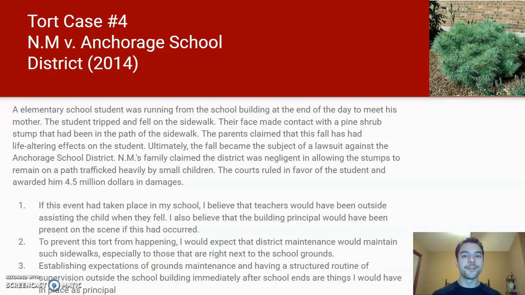So that's just a very unfortunate situation and something that I think is very hard to avoid, just freak accidents like that. But as principal, something that I would do is just talk to my grounds, my maintenance crew. Maybe if a teacher notices something like that, hey, there's a pine bush right out here, it's right next to the sidewalk, maybe a kid might fall into it, something like this might happen.